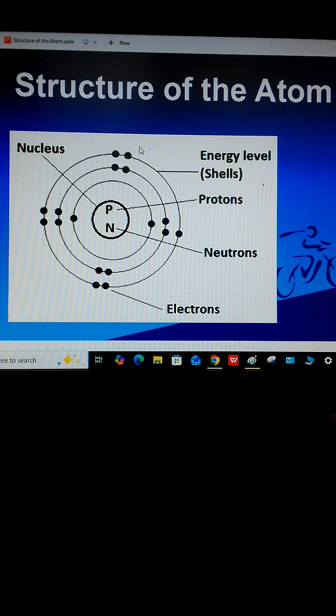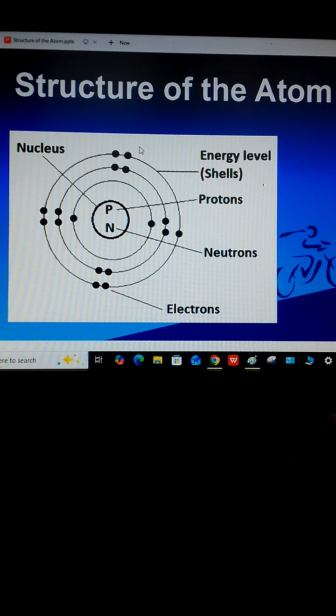Now, the number of protons is equal to the number of electrons in a neutral atom. So an atom is neutral because the number of protons is equal to the number of electrons. The protons have a positive charge, whereas the electrons have a negative charge. Therefore, there is no overall electrical charge. The atom is neutral.